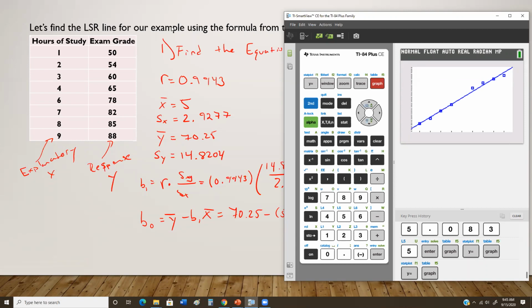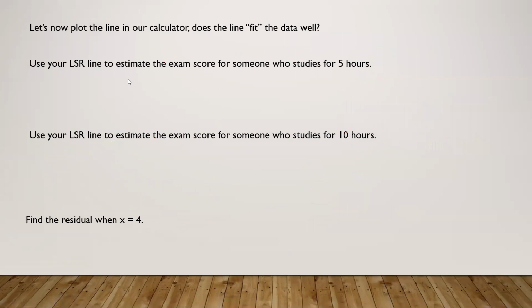Okay. All right. So for now, it looks like it fits the data well. So now let's answer some questions, okay? Going back, now let's plot the line on our calculator. Does the line fit the data well? Just to go back and answer this, yes. Fits the data very well. I'm just going to put in parentheses, good job, Matt. Okay, give myself some accolades there.